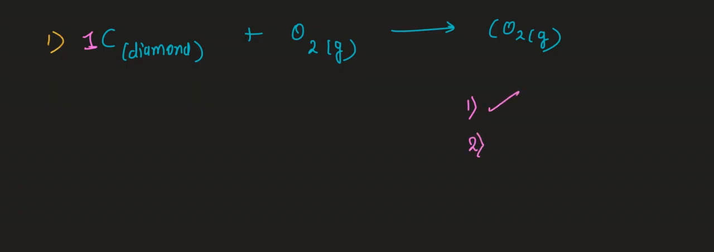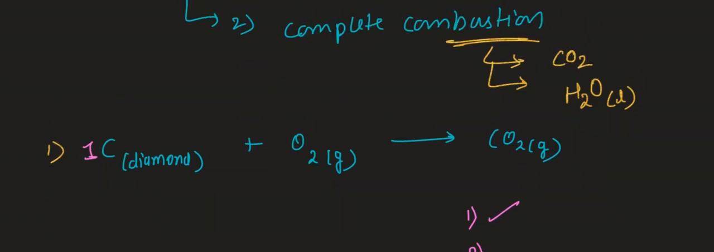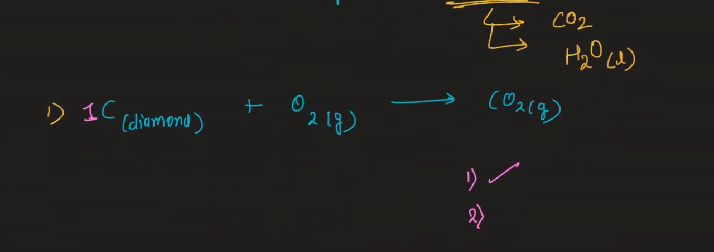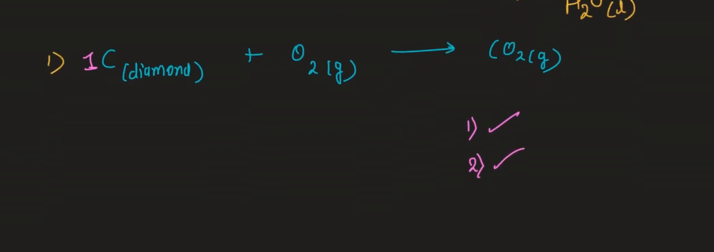What is the second condition? Complete combustion. How to identify complete combustion? The product might be carbon dioxide or water. So we can say carbon dioxide is there. Yes, therefore both conditions are satisfied. Hence you can say delta HR is equal to delta HC. That means heat of combustion is applicable for the given reaction.